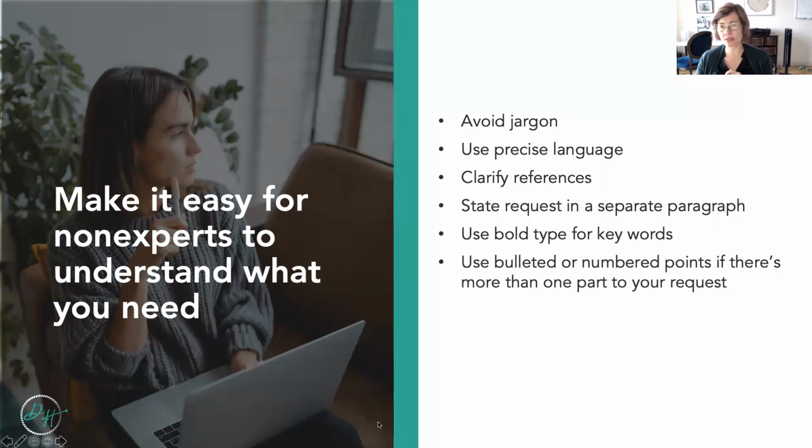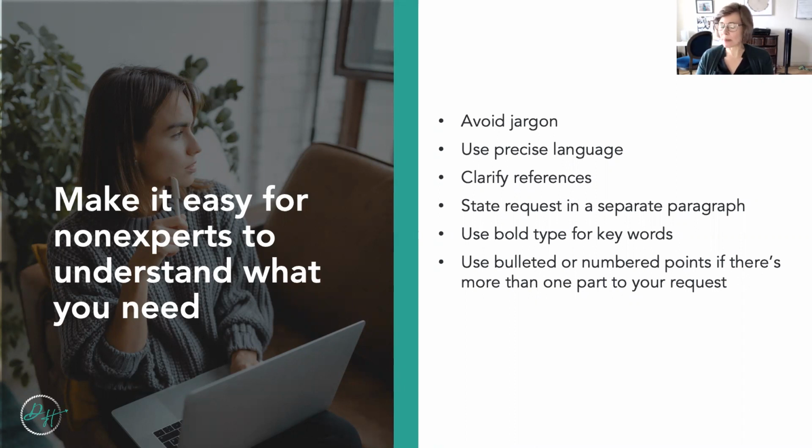So some ways that you can do that. First, avoid jargon. So those are those specialized terms that you use in your professional field. Use very precise language. So instead of asking for some or a few, specify that you want 3 of whatever it is you want. Be very clear about your references. So if you're talking about this or that, make sure it's clear what you're referring to.